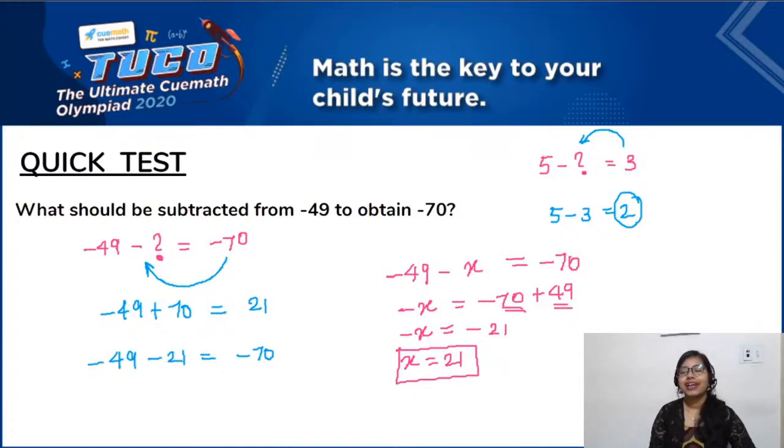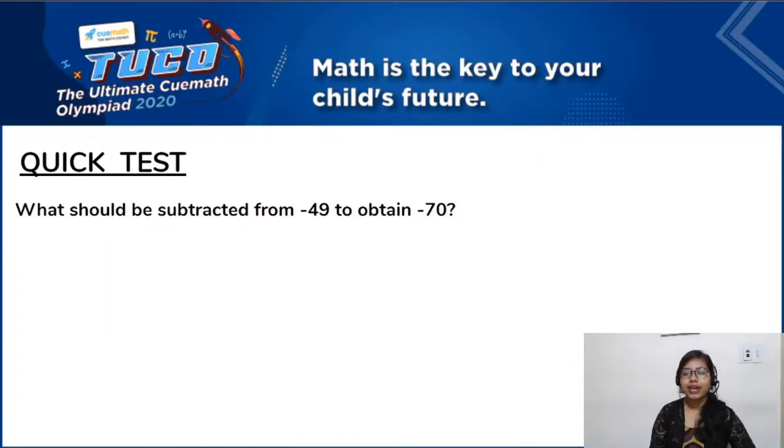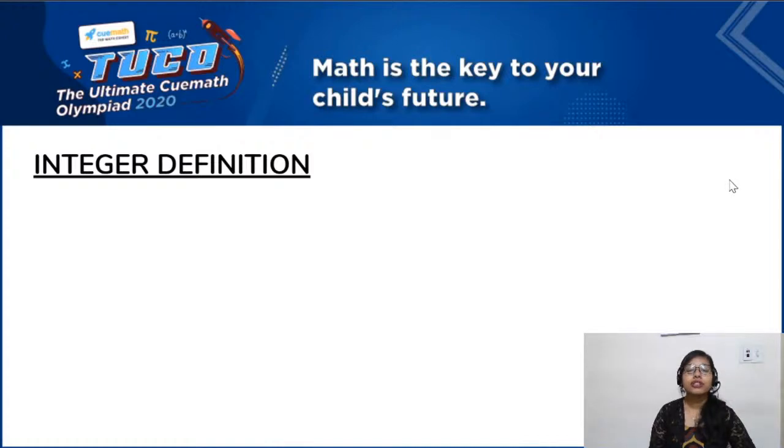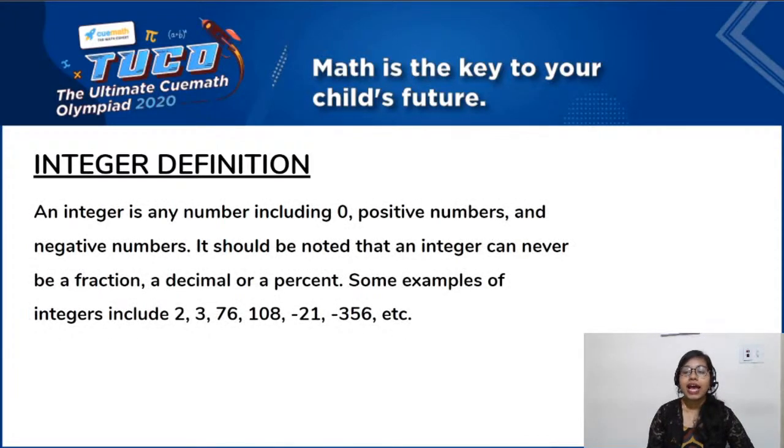Okay? Alright, so with this, let's go ahead. Here we are going to see what we mean by integers. An integer is any number including 0, positive numbers and negative numbers. It should be noted that an integer can never be a fraction, a decimal or a percentage. Some examples of integers include 2, 3 and all of these.